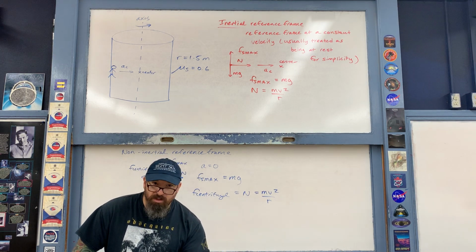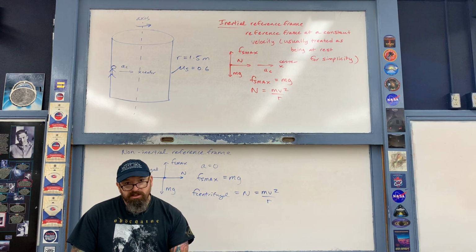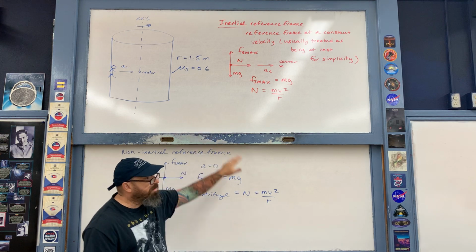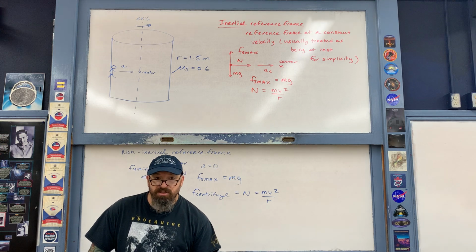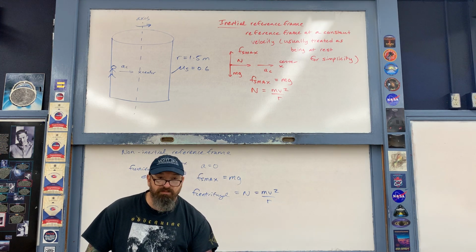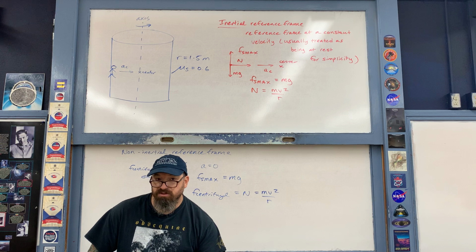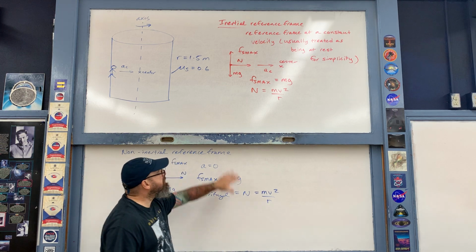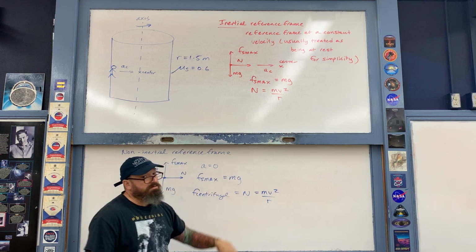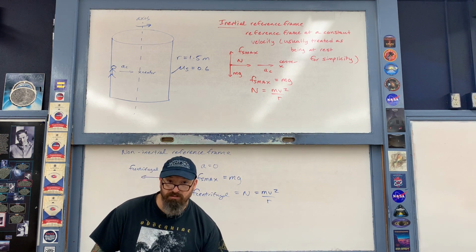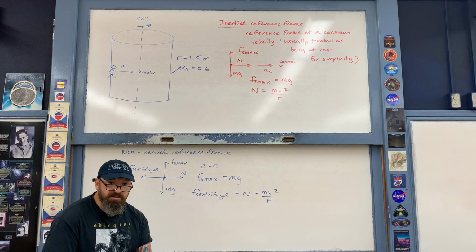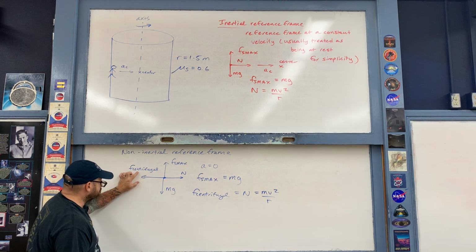Usually, however, more times than not, we set up situations as we've been doing from the inertial reference frame on the top board. The reason for that is because sometimes from the non-inertial reference frame, the fictitious forces are rather difficult to discern. Sometimes they're a little bit hard to identify. So for that reason, we usually set up situations as we've done on the top board from the inertial reference frame.